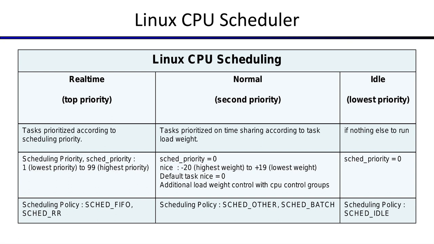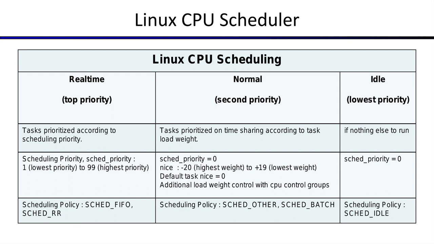Normal is the second priority after real-time, so if there is no real-time task to be run, then you get to normal. The running of normal processes is done according to time sharing, not just hard priorities. Time sharing means everybody gets to run. The difference is someone gets to run more, someone gets to run less. That decision on who runs longer, who gets more CPU time and less CPU time, is decided by the task load weight. Every task gets a load weight. If you have a bigger weight, you get to run more. If you have a smaller weight, you get to run for a lesser amount of time.